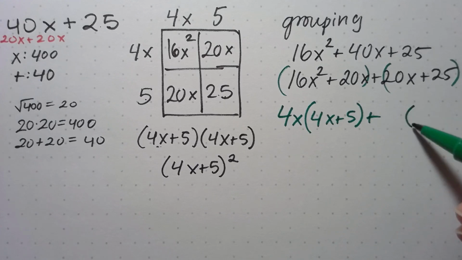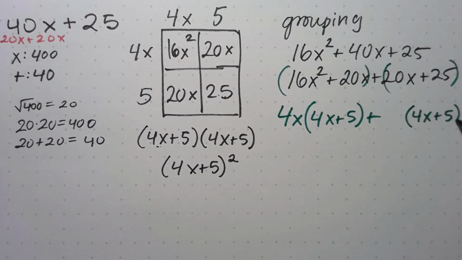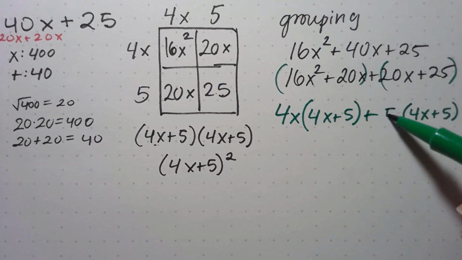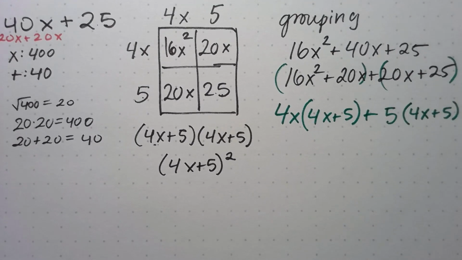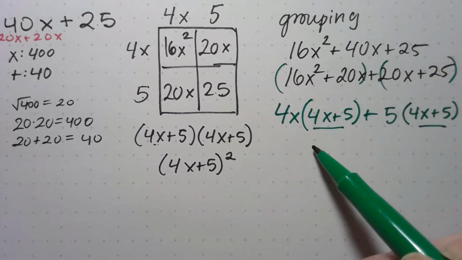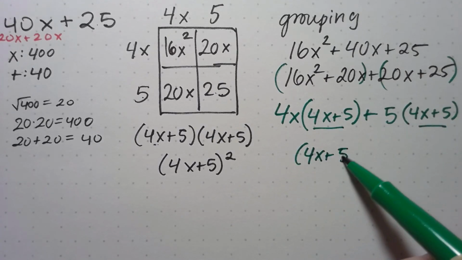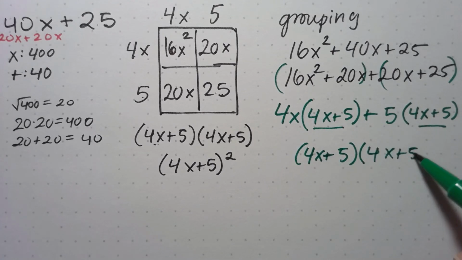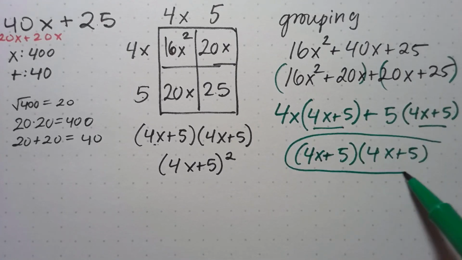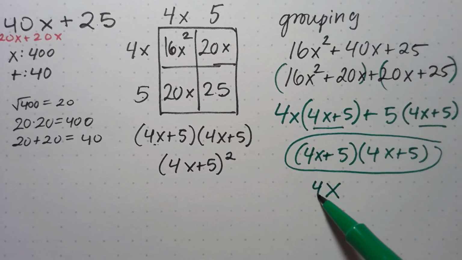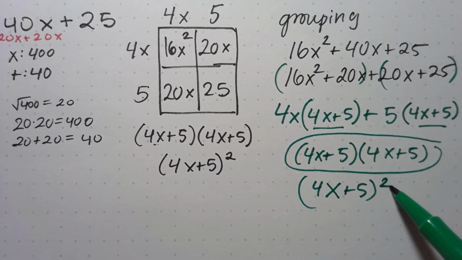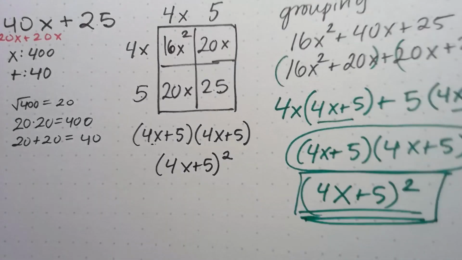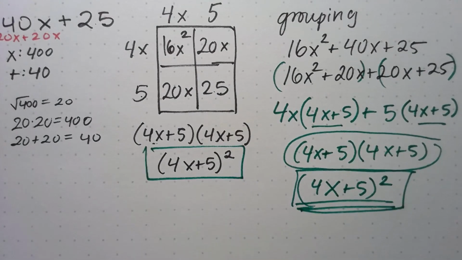So that means on this second part, I need to have a 4x plus 5 left, which means I have to divide out a 5. 4x plus 5 in common, pull that out, and multiply by what is left, 4x plus 5, which is also 4x plus 5 squared, which is the same thing I got right here.